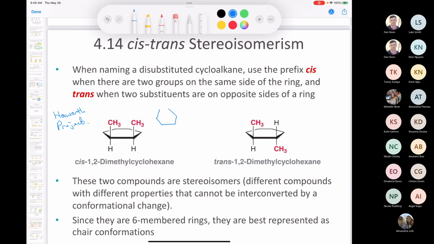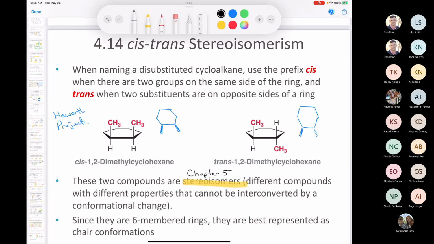Here's your cyclohexane. You'd have one methyl group going up, and you'd have the other methyl group going up like this. Whereas if you have one methyl group going up and one methyl group going down, then they're not on the same face of the ring. And so you would call that trans-1,2-dimethylcyclohexane. These compounds, we call them stereoisomers. Chapter 5 is going to focus exclusively on stereoisomers, so something to look forward to.